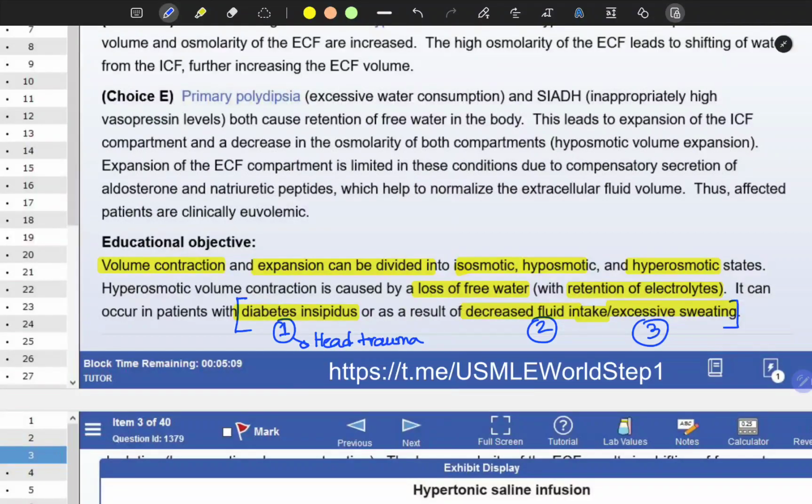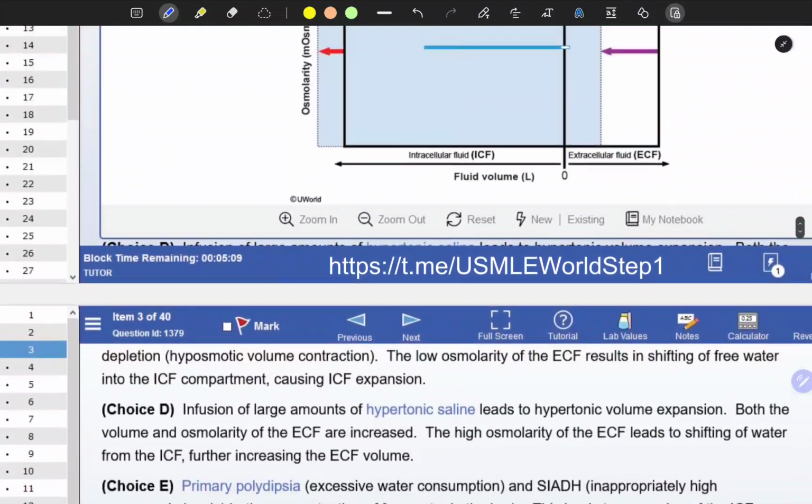That's why we see this type of volume contraction, hyperosmotic volume contraction, which is shown in this graph. Thank you.